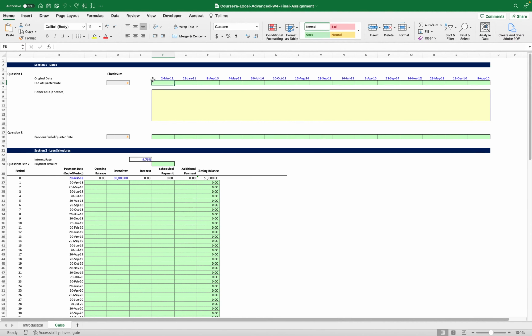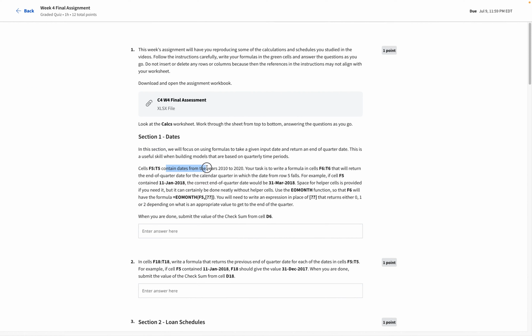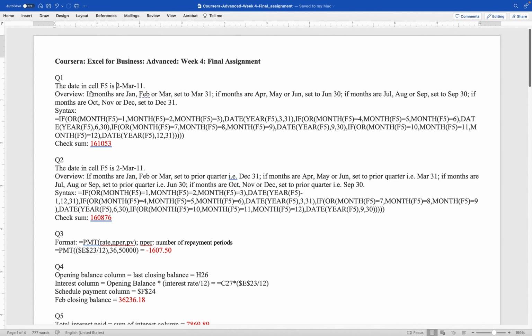So we have a series of dates here on the top. They want us to take these dates and convert them to end of quarter dates. As an example, the date in cell F5 is the 2nd of March 2011.